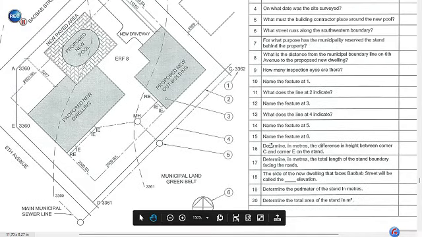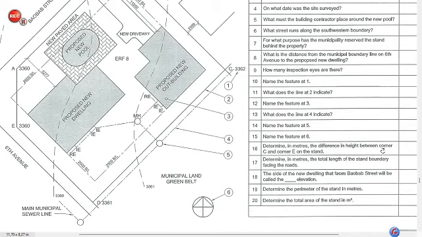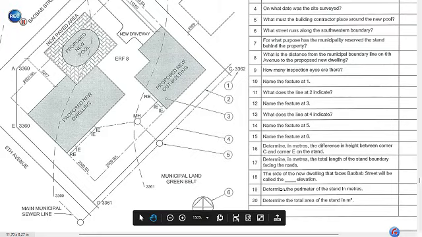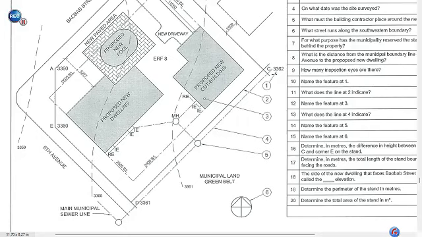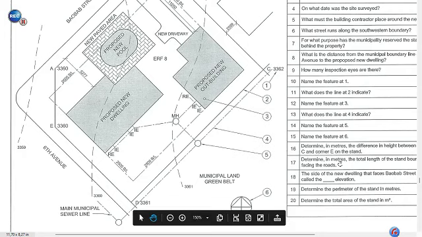If you look at number 16, determine in meters the difference in height between corner C and corner E on the stand. So you're going to find on here corner E and corner C, which is on this side here. Corner E and corner C. Here we have 3,362. Here we have 3,360. And the difference between the two is 2 meters. And that is what your answer is going to be at number 16.